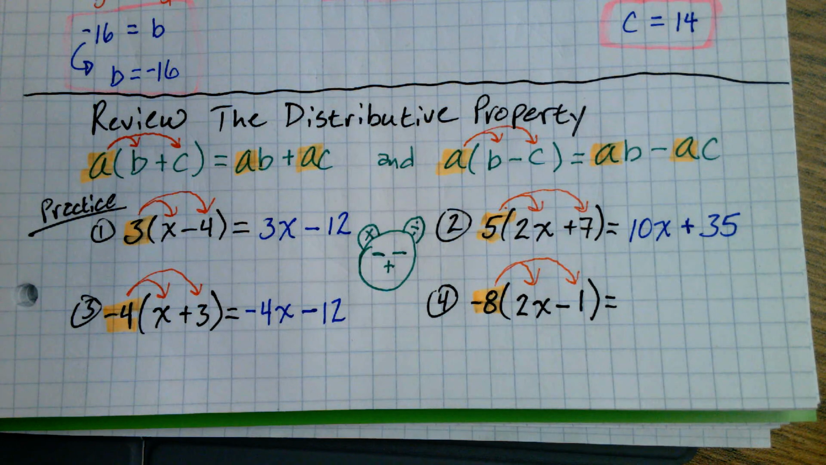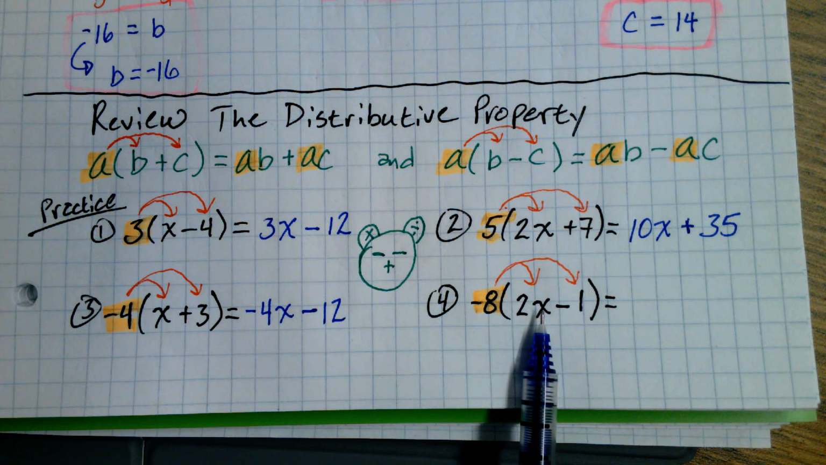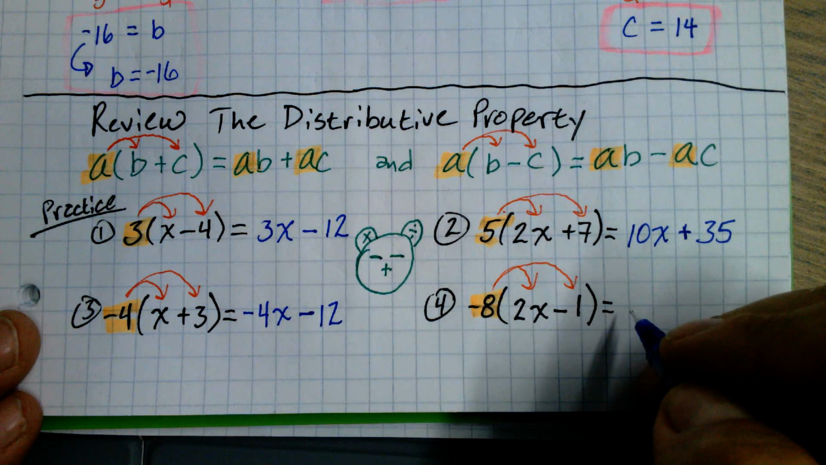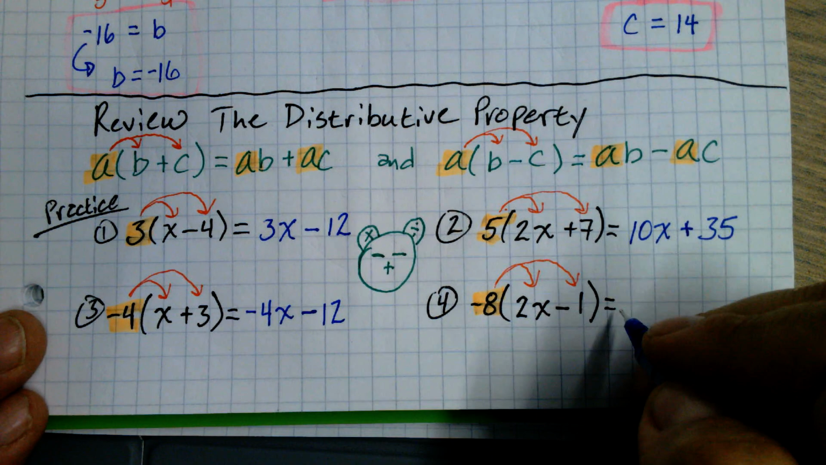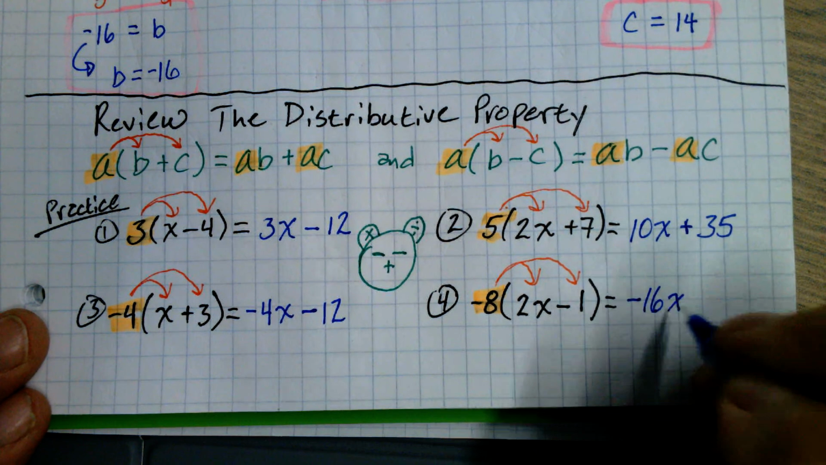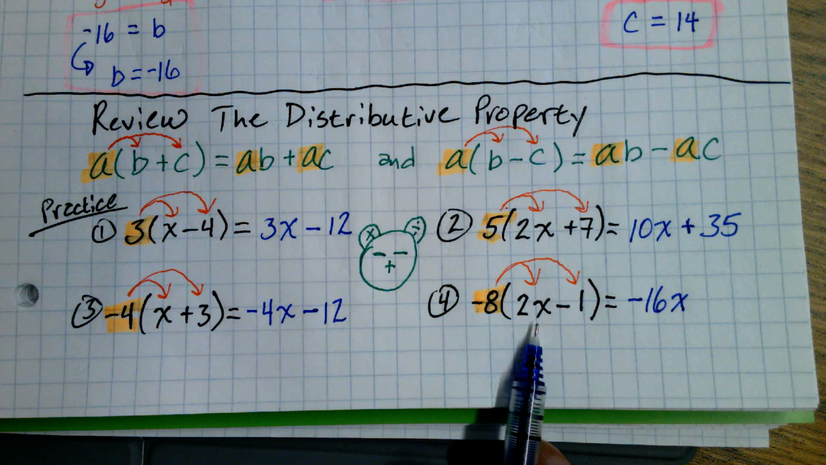Okay. So let's see what that gives us. So we got a negative times a positive. What's 8 times 2x? 16. But it's going to be negative 16x. So we get negative 16x from the first part.